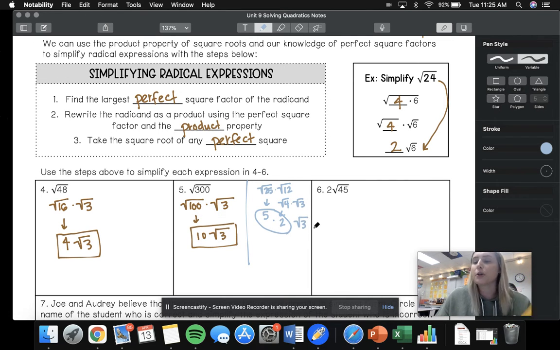So you don't have to use the largest perfect square, but it will make it a little bit quicker if you're trying to just do it fast.